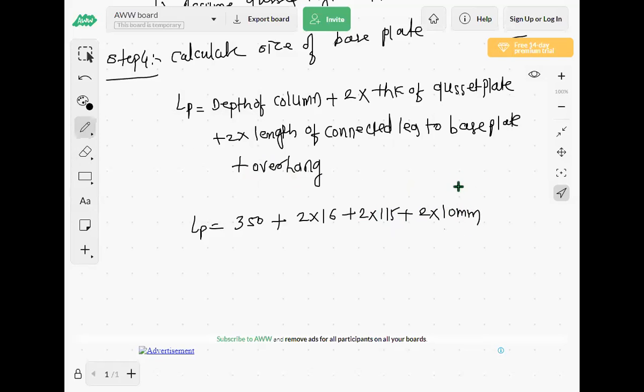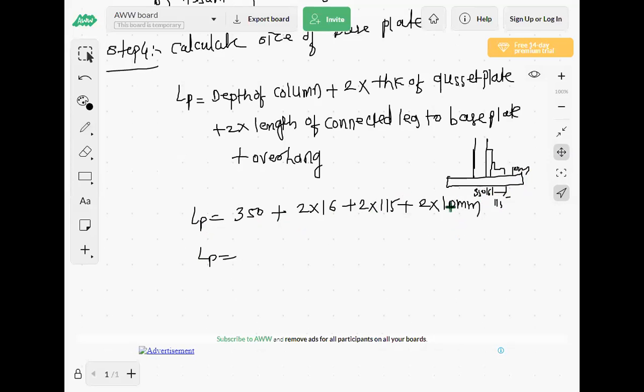So it means we will assume that this thickness, this angle, this will be 10 mm, this will be 115 mm, this will be 16 mm, this will be 350 mm. So 350 plus 2 into 16 plus 2 into 115 plus 10. In this way we can calculate the length of plate. So how much is the length of plate? Add this.